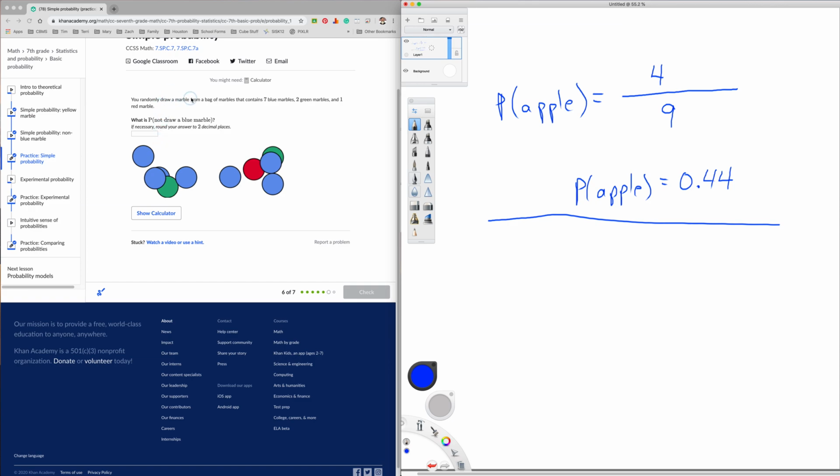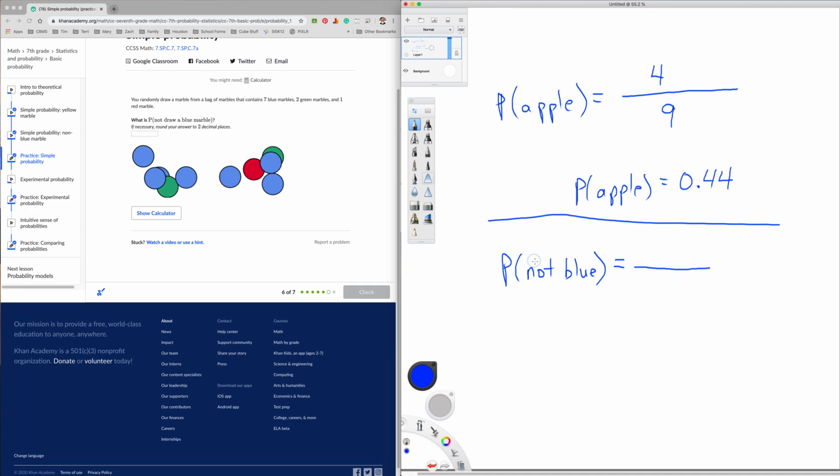You randomly draw a marble from a bag of marbles that contains 7 blue, 2 green, and 1 red marble. And here's just a visual of that. 7 blue, so 1, 2, 3, 4, 5, 6, 7. 2 greens, 1, 2, and then there's 1 red. The probability that you do not draw a blue marble. So the probability of getting something that's not blue.